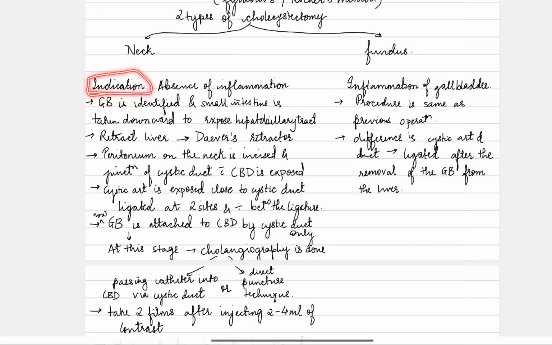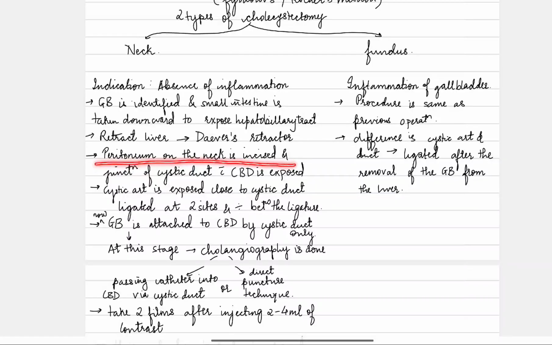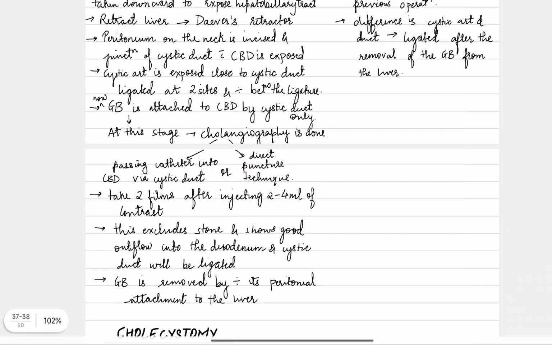Indication: neck, it is done in the absence of inflammation, and fundus, it is when inflammation of the gallbladder is present. In the neck part, gallbladder is identified and small intestine is taken downward to expose the hepatobiliary tract. Retract the liver by the Deaver's retractor. Peritoneum on the neck is incised and junction of the cystic duct with the common bile duct is exposed. Cystic artery is exposed close to the cystic duct, ligated at two sides and divided between the ligature. Now gallbladder is attached to the common bile duct by cystic duct only.